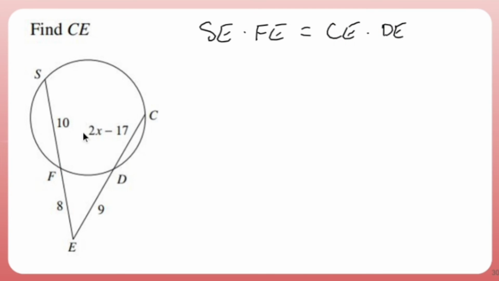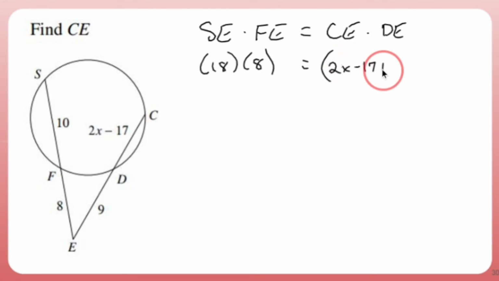So let's plug in what we have. SE is going to be 10 plus 8, which is 18. FE is 8. That's going to equal CE, which is 2x minus 17 plus 9. I'll simplify that in a minute. And DE is 9.